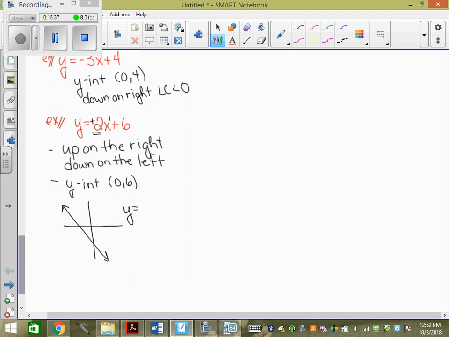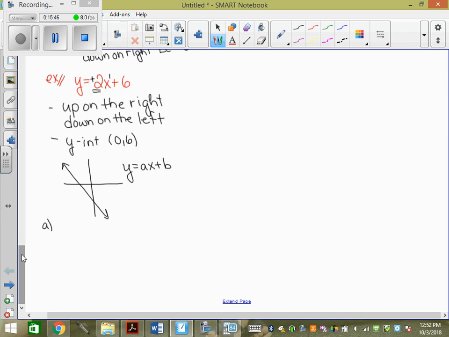This is the equation in the form y equals ax plus b. Determine the value of a and b. And they give you multiple choice answers. A: a is greater than 0, b is greater than 0. B: a is greater than 0, b is less than 0. C: a is less than 0, b is greater than 0. D: a is less than 0, b is less than 0. Every option, right? Really easy to make multiple choice answers. Which one's right?